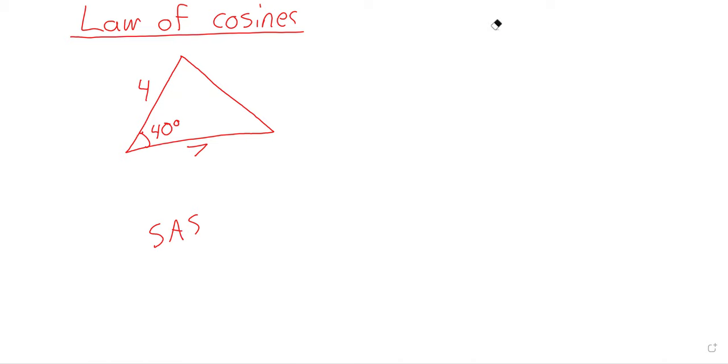Let's try that again. It's also used in SSS triangles to find missing angles. And between the law of cosines and the law of sines, if a triangle can be solved, we'll be able to solve it. That is, if the information we have is enough information to uniquely determine the triangle, then between the two of them, we can uniquely determine the triangle.